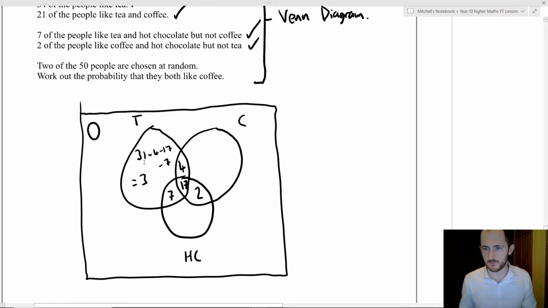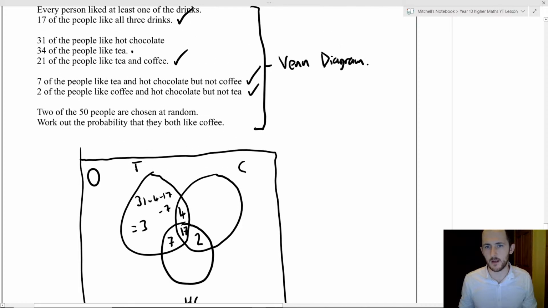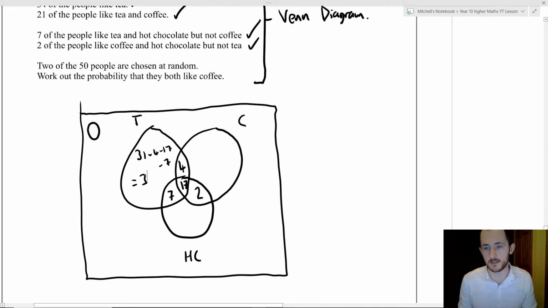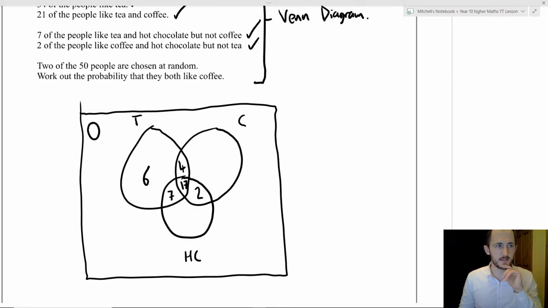Hang on, have I... 7 and 17 is 24. 28, yeah. Oh, sorry, it's 34 people. My bad. So add on 3, that should be a 6. My maths was right, I just chose the wrong number. So the number in there is going to be equal to 6. Showing you the way I'm working out is helping. But again, stop me the second you don't understand.